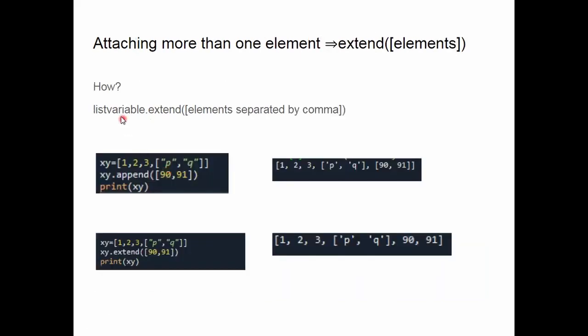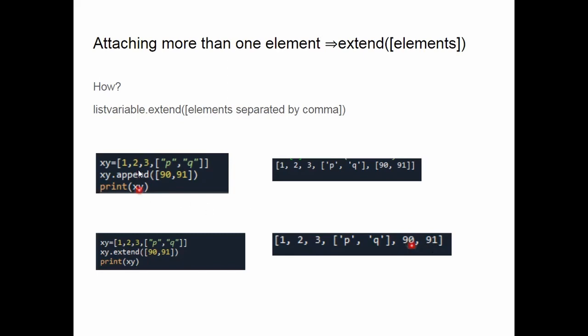The way of using the extend function is the variable name dot extend, and here we are appending a sublist. As we are appending a sublist, that means we are definitely going to have a sequence of elements, so the sequence of elements has to be separated by commas. Here we have one list and we want to append it. First we will see how to extend. Using the extend method, 90 and 91 will be added as elements. They are not going to be appended as a new sublist.